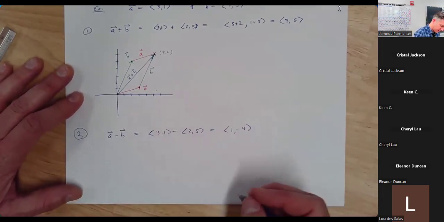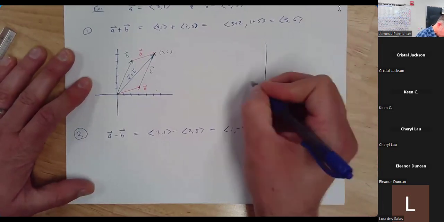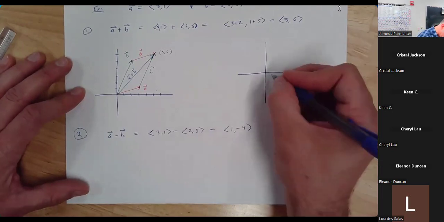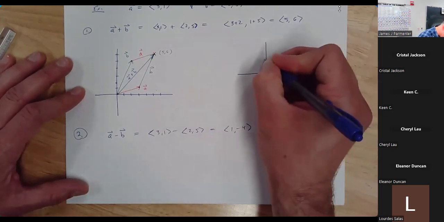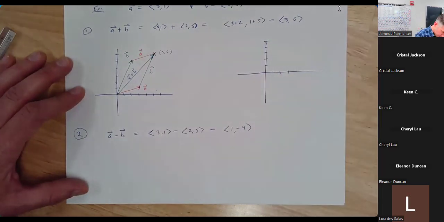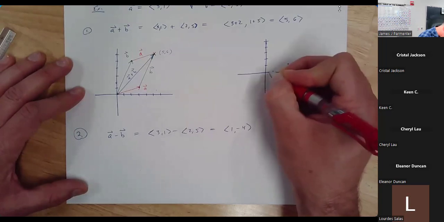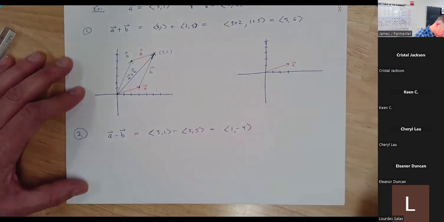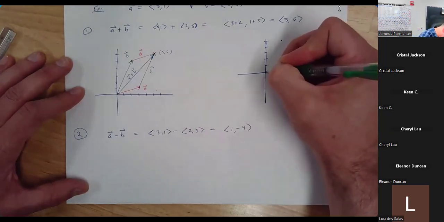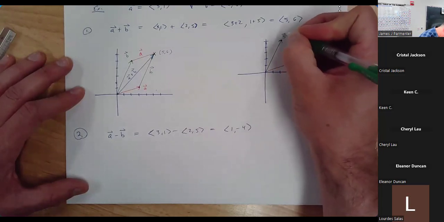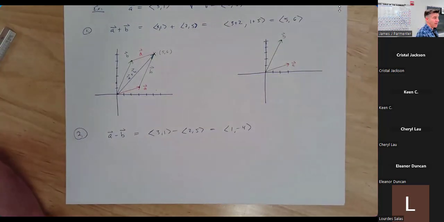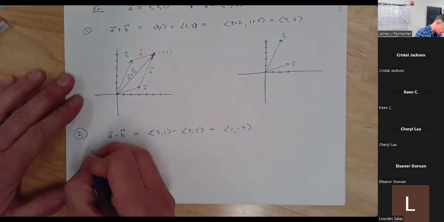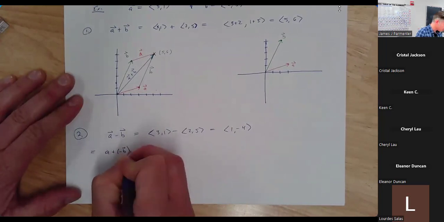If you need to do it graphically, let's just do it up here since I've got room. So A is still the same as it was before. A is over 3, up 1. And B is over 2, up 5. I've never been good about knowing which way you're supposed to do this. The way I always like to do it is to say, well, if I'm going to do A minus B, I'm really going to think of that as A plus negative B.